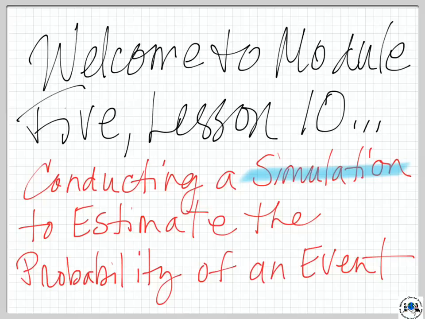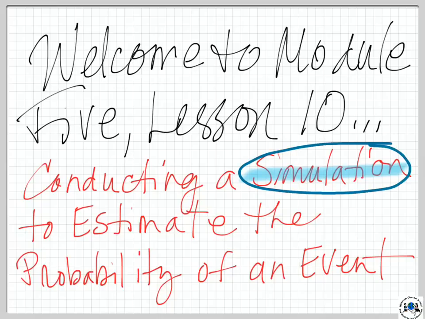So in this lesson, we're going to use things like coins and number cubes and cards to generate some outcomes that will represent real outcomes. Okay, and that's the whole idea of what a simulation is. It's using one thing to represent another. So the plan is to ease you into this idea of simulation. Let's go ahead and begin.